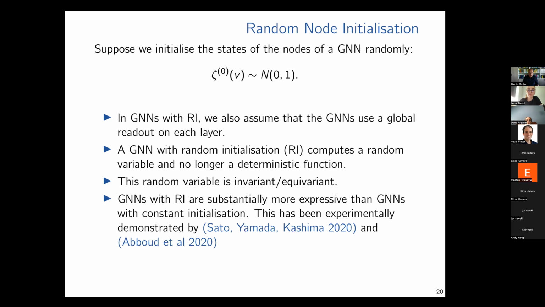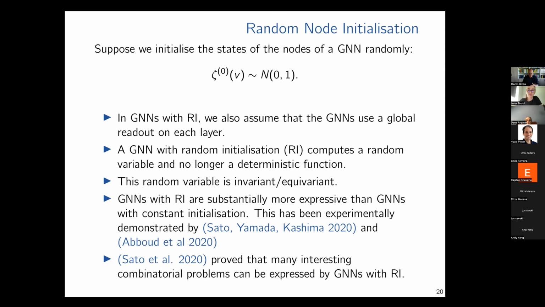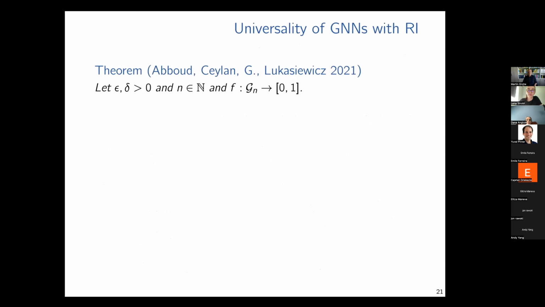Okay. Now it can be shown that GNNs with random initialization are substantially more expressive than GNNs with constant initialization. So this can be experimentally demonstrated. Actually, many interesting combinatorial problems can be expressed by GNNs with random node initialization. And basically, we proved some kind of universality results. It's actually a simple result, which reads as follows. So let's say we fix two error parameters, epsilon and delta, and we fix an n, which is the size of the graphs we look at.